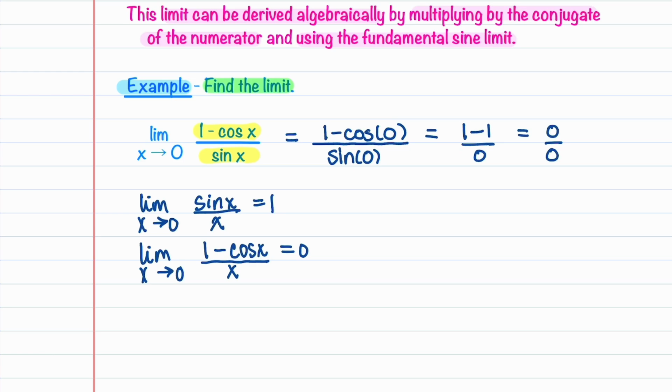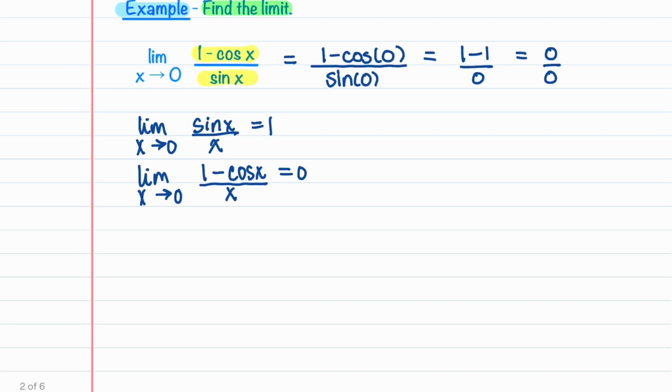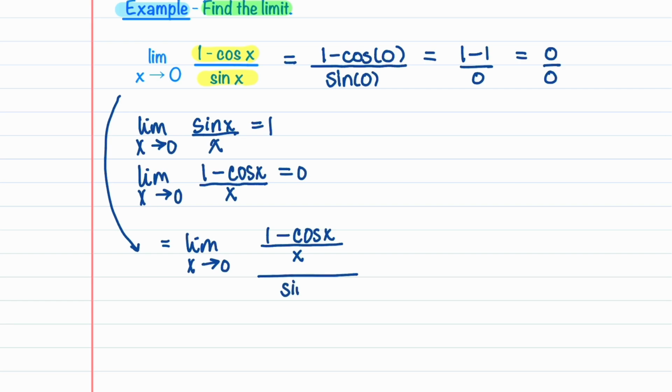So I think the best thing that we can do to evaluate this limit is divide both the numerator and the denominator by x. Let's go ahead and let's go down here. I'll draw a little arrow here, and let's do that. So this is the limit as x goes to 0 of 1 minus cosine x all divided by x, all divided by sine x divided by x. We can do this algebraically because we're dividing both the numerator and the denominator by x. So it's just like multiplying by 1.